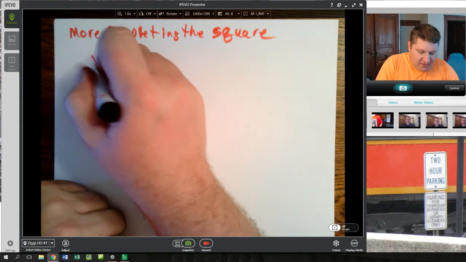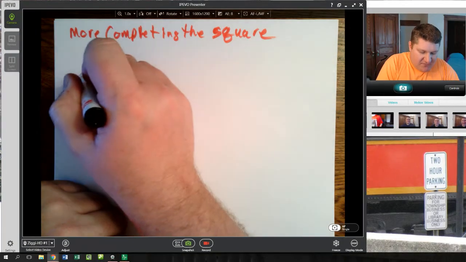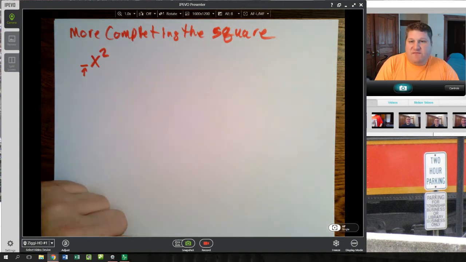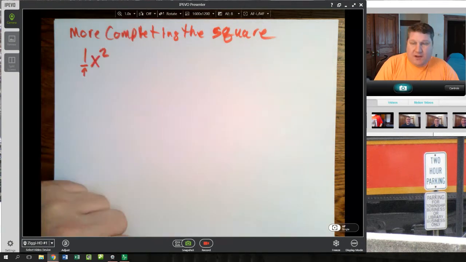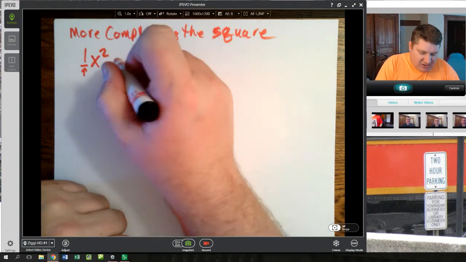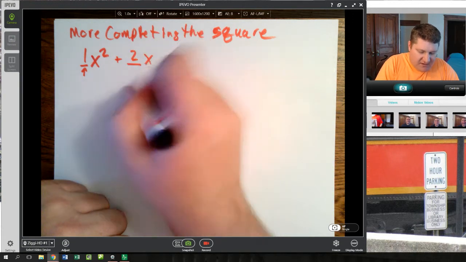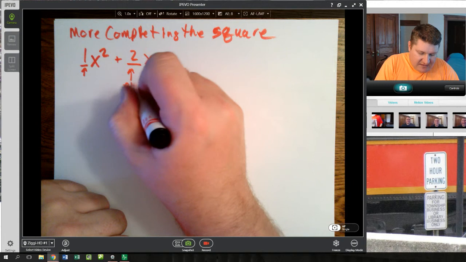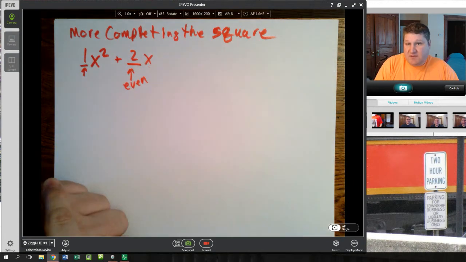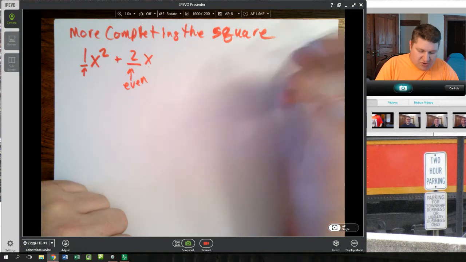First things first, we can really only complete the square for now when the number in front is a 1, okay? Additionally, we really only want to complete the square when the number in front of the x variable is even, okay? So we don't want to really do much completing the square if those two things aren't true.